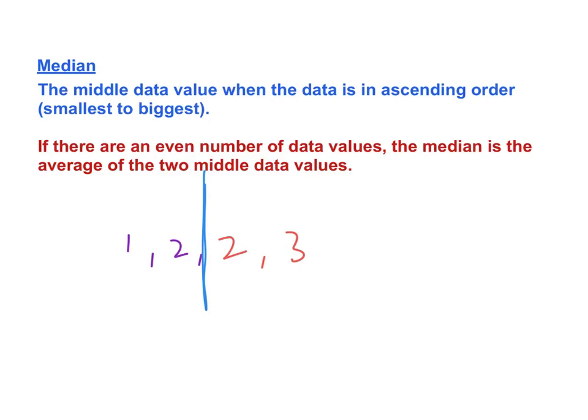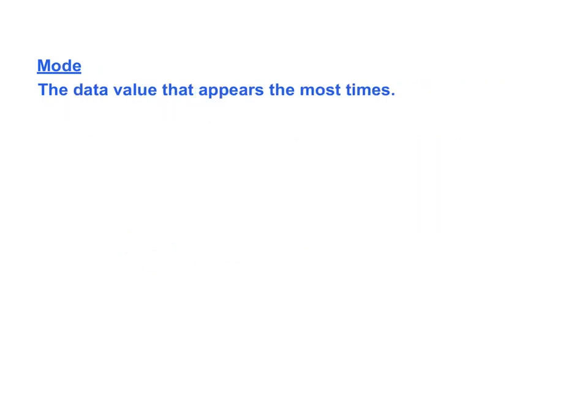Okay, any questions on median? All right, let's talk about mode. Anybody remember what mode is? Bridget? The number that appears the most. Look at that. She almost stole my line. It's pretty good. Okay, the data value that appears the most times. Statistical reference would be the data value with the highest frequency.